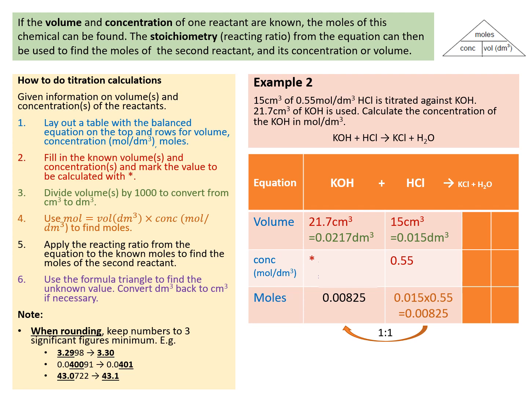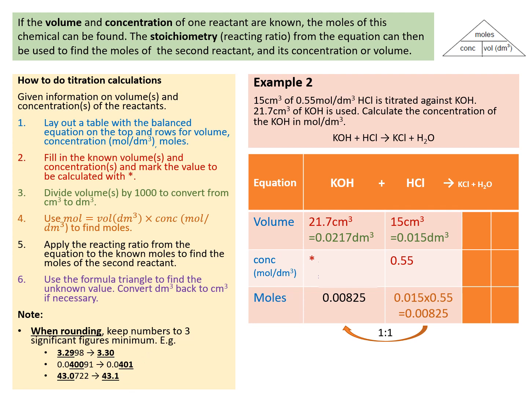0.00825 moles of HCl will react with 0.00825 moles of KOH. Then the last step, use the formula triangle to find the unknown value. Now, once again, I'm finding a concentration, so I cover up the concentration part of my formula triangle, and I can see I need to do moles divided by the volume in decimeters cubed.